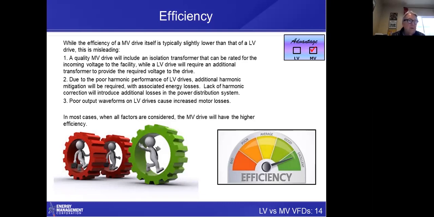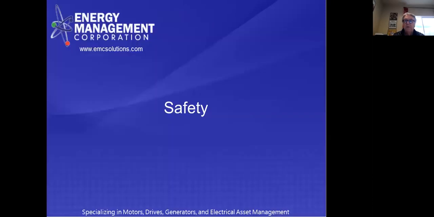Next, because low voltage drives tend to have poor harmonics, you generally are always going to need a harmonic filter of some sort, and that is going to add losses to the system. And finally, the poor output voltage waveform on low voltage drives is going to tend to increase your motor losses, so that's something else to consider, and those additional losses are not going to show up on the low voltage drive cut sheet. So I'm going to give the advantage to medium voltage drives there.